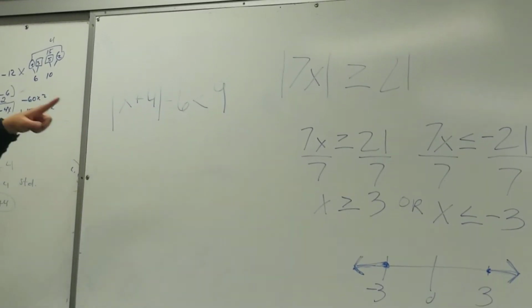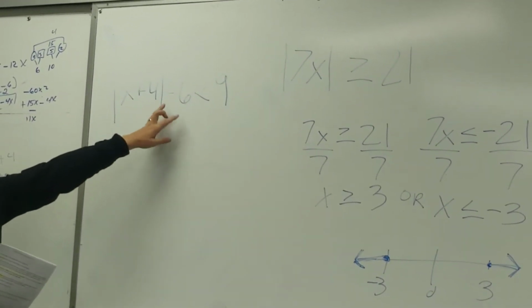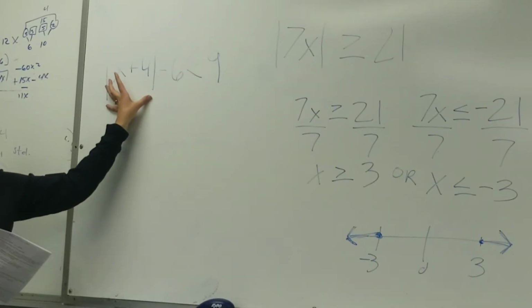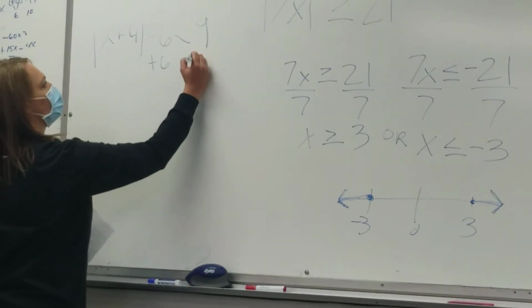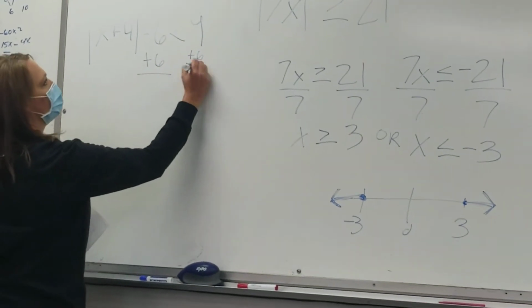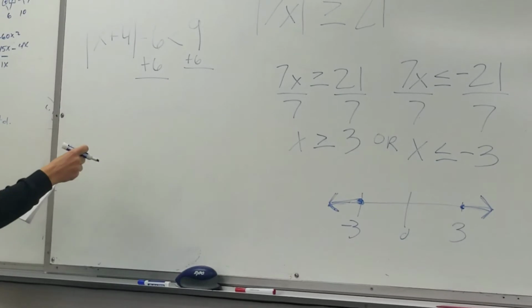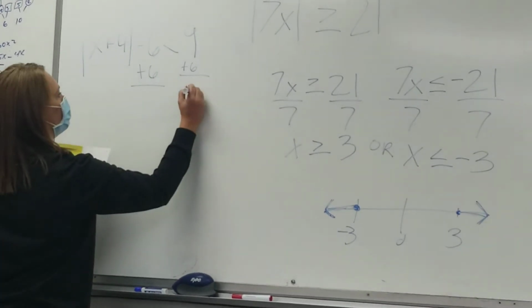Add the 9, or 6. Okay, so we have to get the absolute value alone. That's the first thing that we have to focus on. So she's right, we're going to add the 6 on both sides. Okay? What's 9 plus 6? 15.